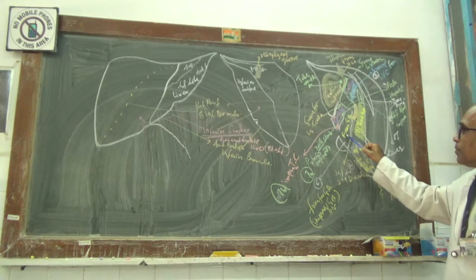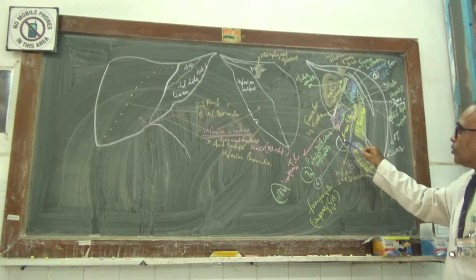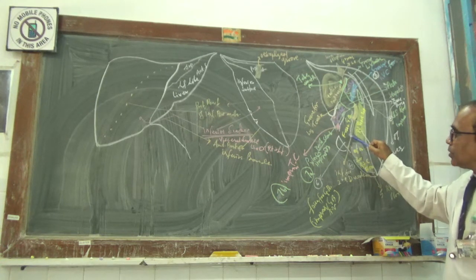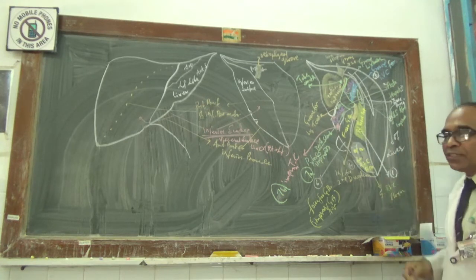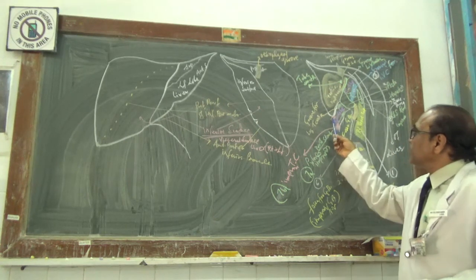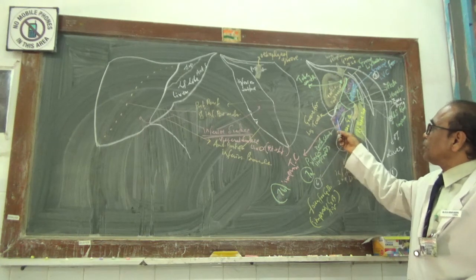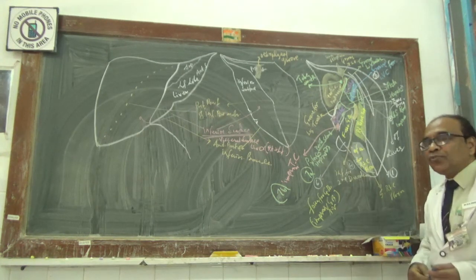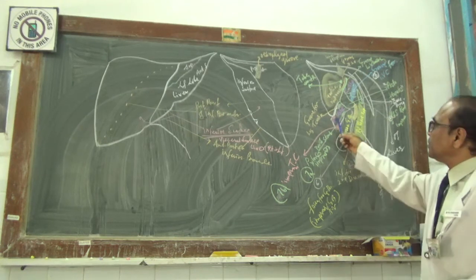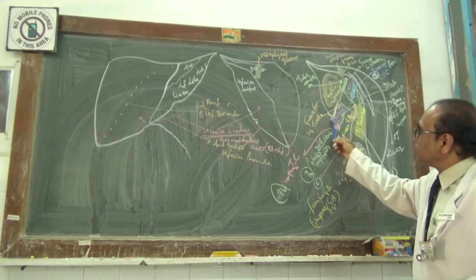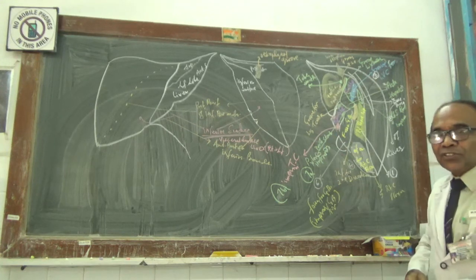Laterally, to the right, it is related to the fossa for the gallbladder, which is on the inferior surface of the right lobe of the liver. Medially, or to the left, it is related to the fissure for ligamentum teres of the liver, which will be there from the hepatic notch.